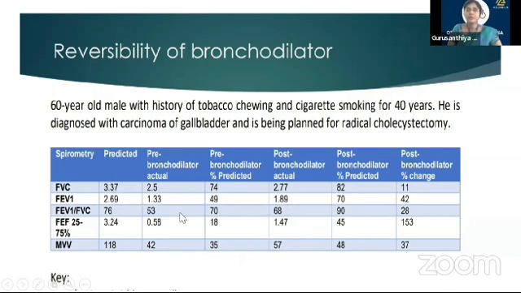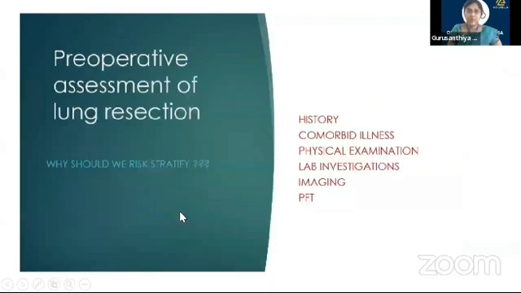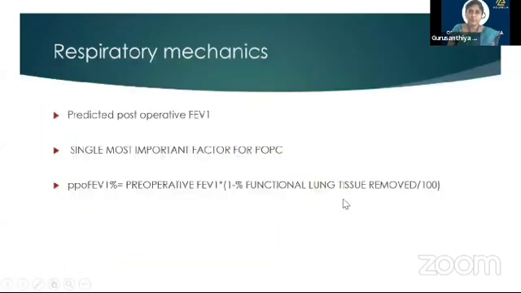Coming on to the last part of the session, which is the preoperative assessment for lung resection. Why should we stratify? It is to see which patients will have postoperative pulmonary complications, who are the high risk patients, who will need postoperative elective ventilation, and so on. Any patient's preoperative assessment will look for history, comorbid illness, lab investigations, and the pulmonary function test.